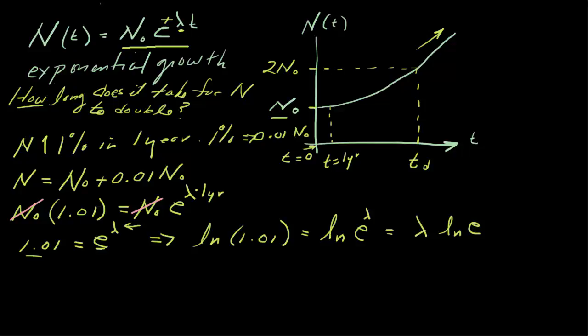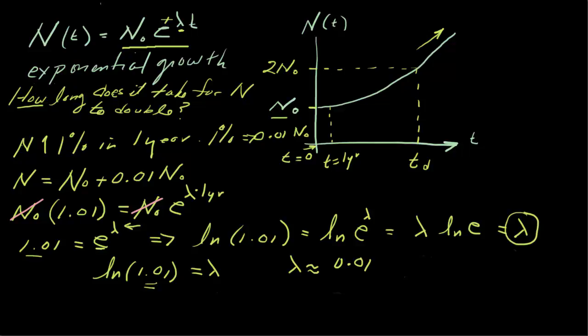What power do you have to raise e to in order to get e to the lambda? It's just going to be equal to lambda. So we have a nice simple little relationship here that we can solve directly for lambda. We just take the natural log of 1.01, and that is equal to lambda. Now you will find that for these very small numbers, lambda will be approximately, but not exactly, equal to 0.01. We'll work with that, and the problem that we're working on in class, I think you should have an easy time with it.